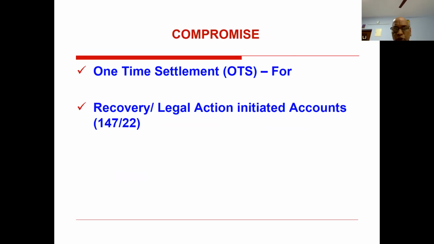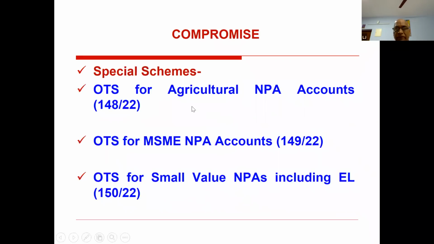Okay, sir? So OTS settlement, recovery and legal action waived initiated accounts are covered as per the loan recovery policy 147/2022. Besides that, we have special OTS schemes for the bank: OTS for agricultural NPA accounts 148/2022, OTS for MSME NPA accounts 149/2022, and OTS for small value NPAs including educational loan 150/2022. These are all the first circulars uploaded in your CanNet on 1st April 2022. So we'll be discussing these policies during the course of our discussion on the OTS policy.